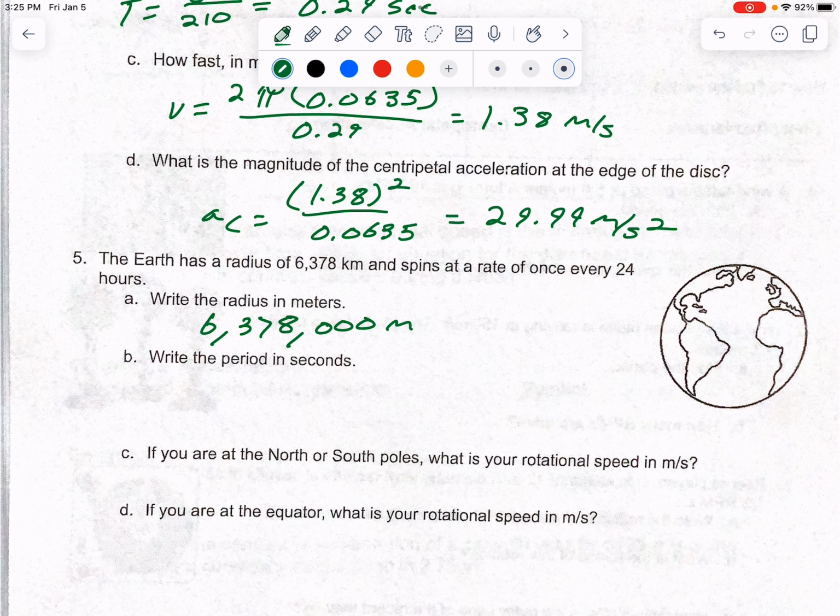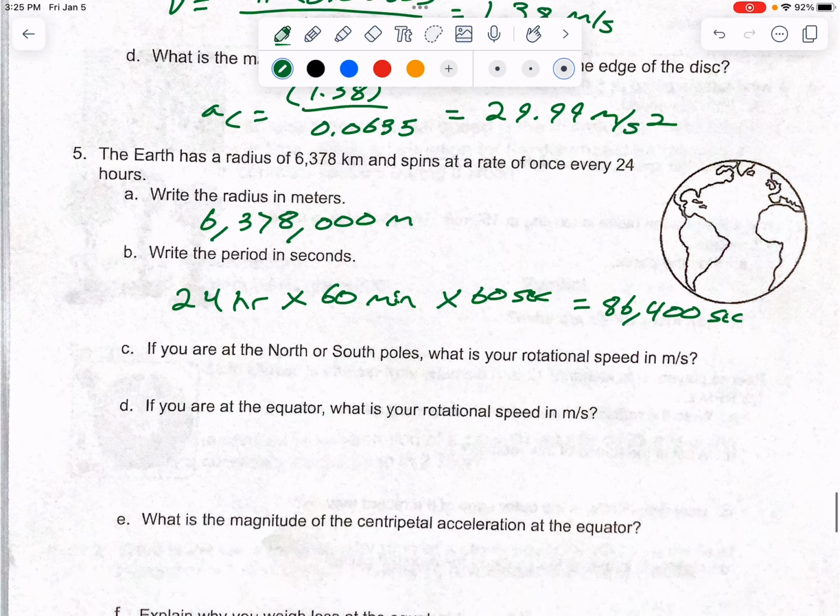Now your period has to be in seconds. Okay, we know there's 24 hours in a day, so 24 hours times 60 minutes in an hour, and then 60 seconds in a minute. So 24 times 60 times 60 is going to give you a time of 86,400 seconds. So there's your period.